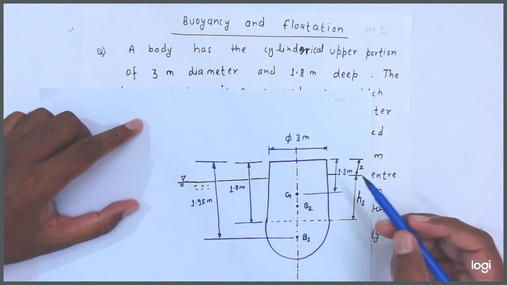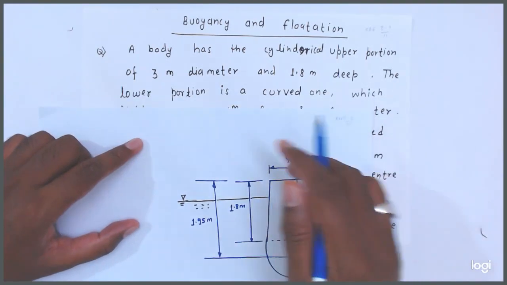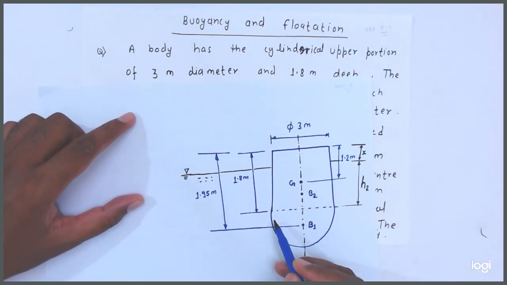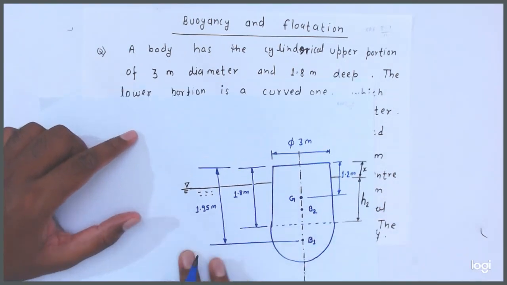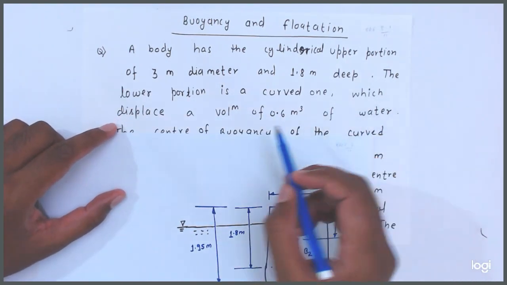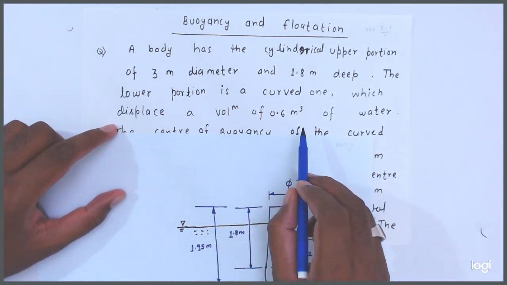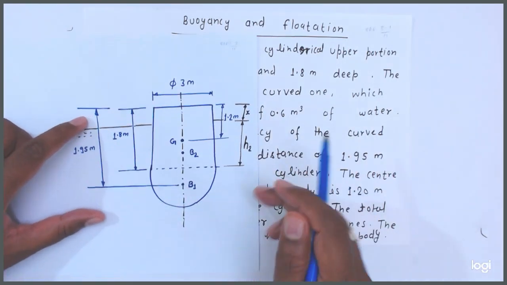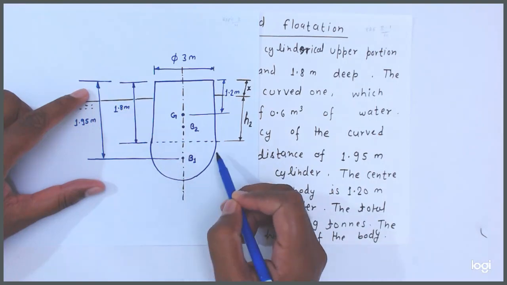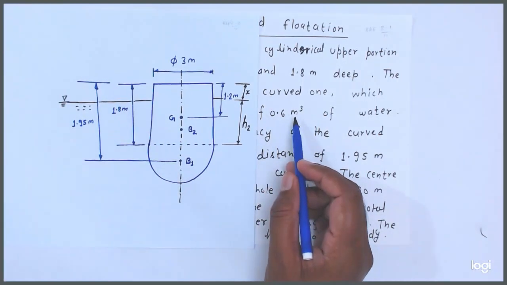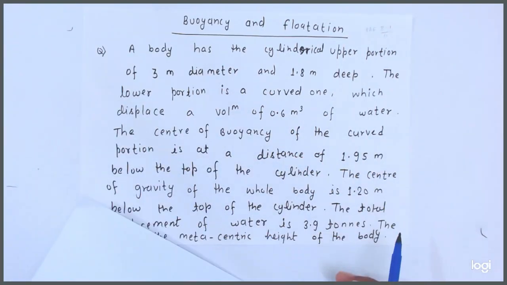Okay, friends, now it is saying that the lower portion is a curved one. This portion is a curved one which displaces a volume of 0.6 meter cube. Here the volume of this curved portion is equal to 0.6 meter cube of water.